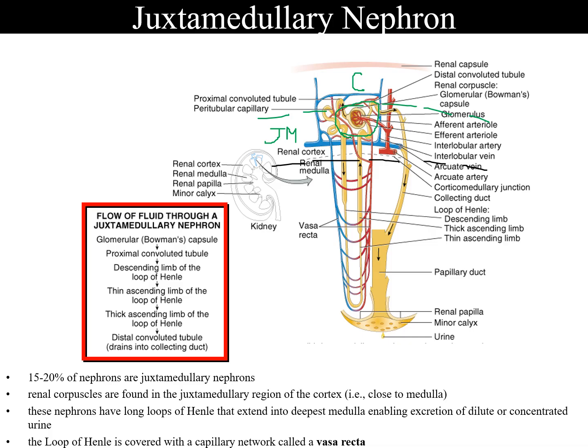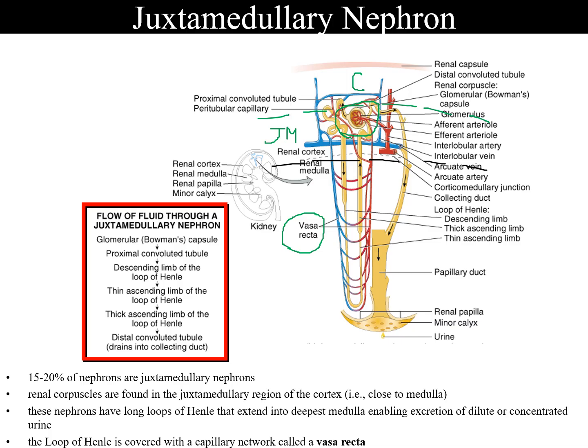You can see from this picture that the loop of Henle is covered with a capillary network that looks very different to the peritubular one. It's made up of these sort of little strings that almost form a ladder-like structure. Now, this portion of the capillary network in these nephrons is called the vasa recta. It is still connected to that peritubular capillary network. It's just in anatomy, because it looks so different, it's given a different name.